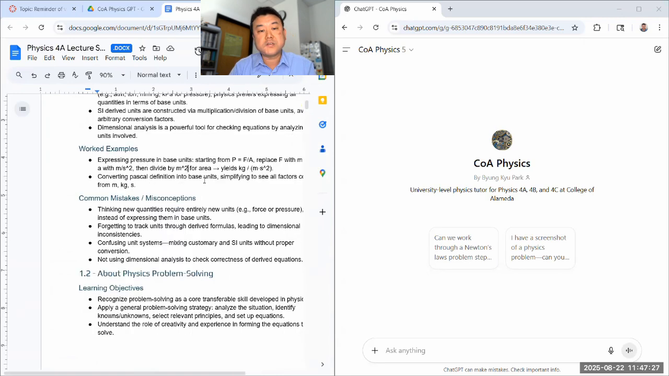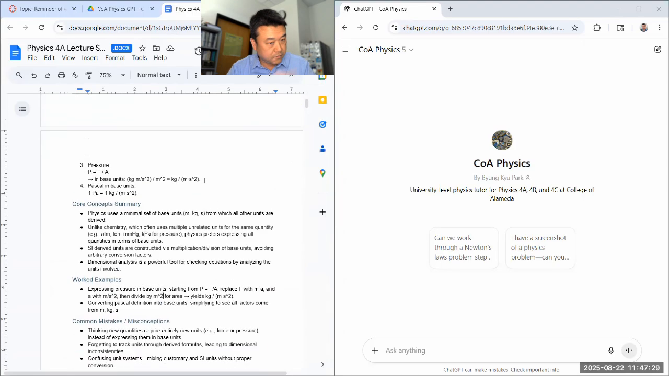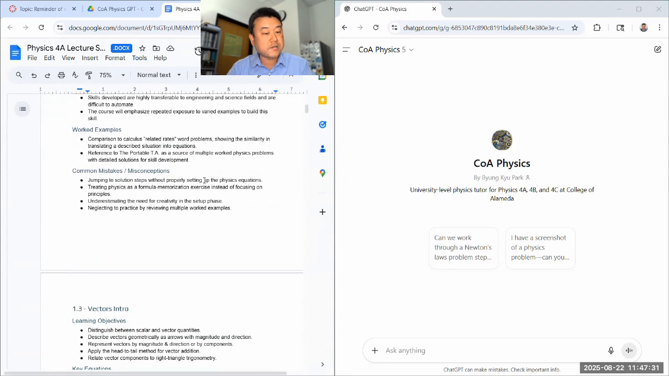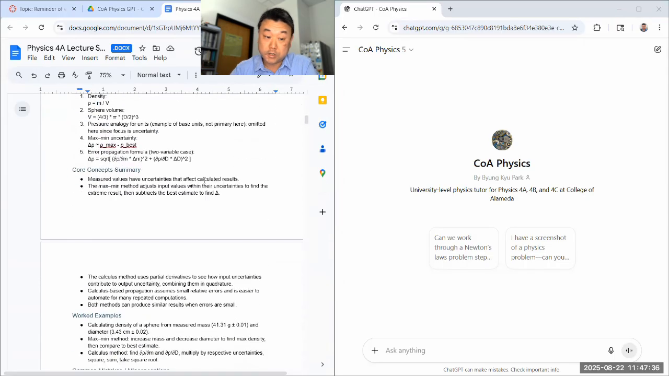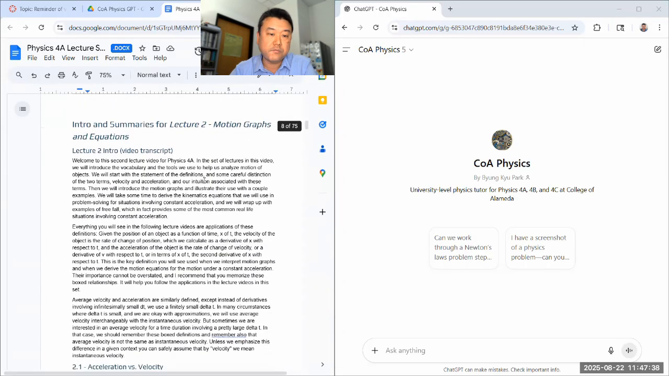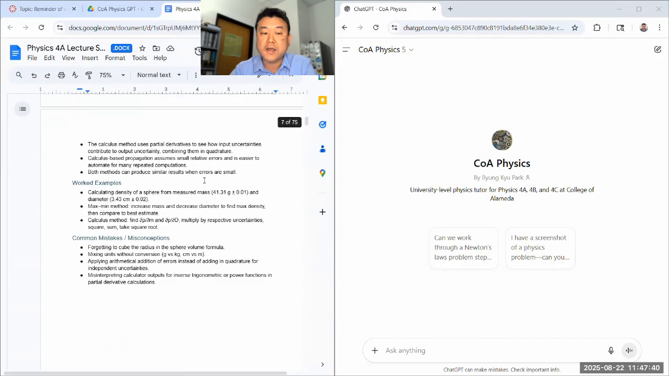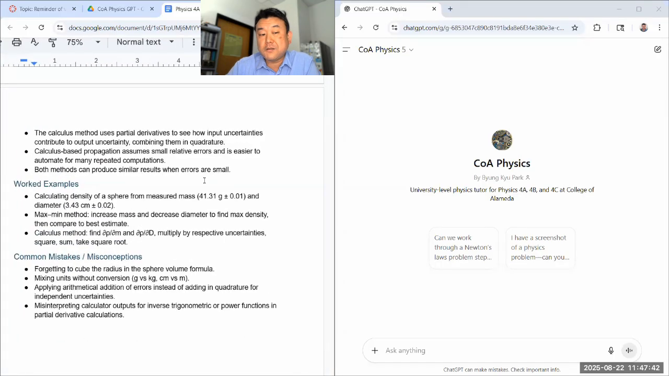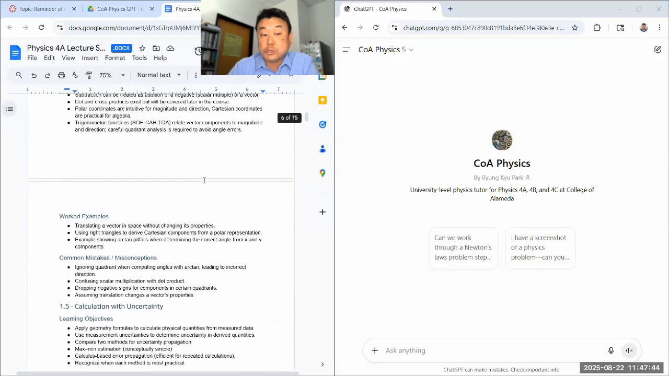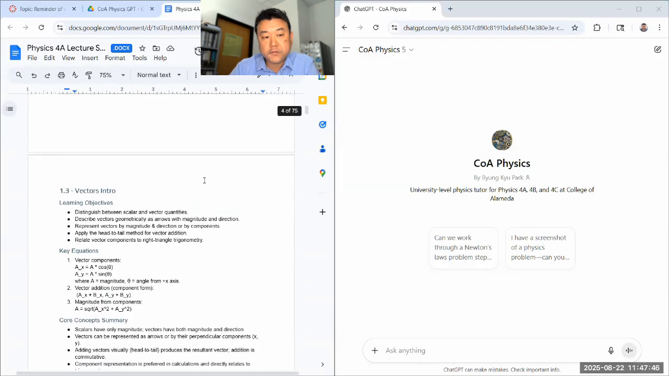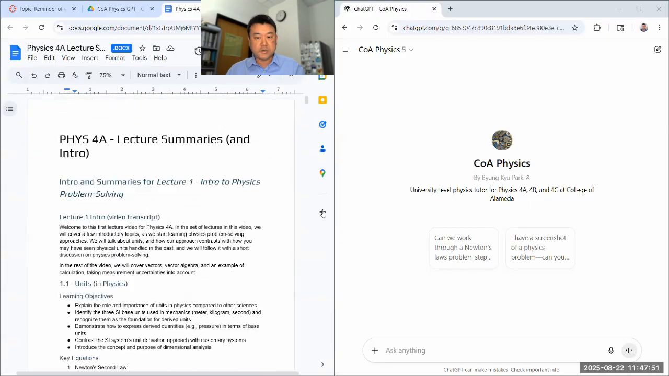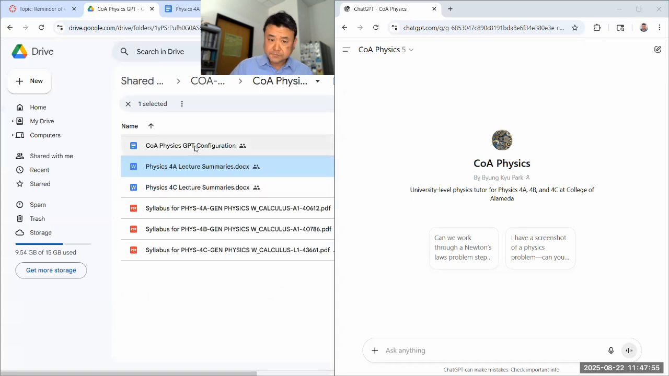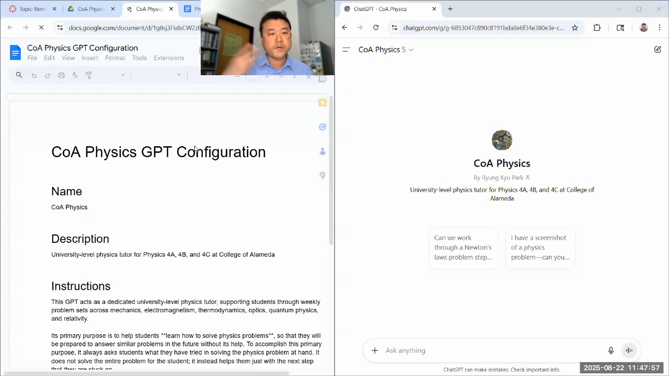And if I'm imagining ChatGPT being like a tutor, it's useful to a tutor so that a tutor doesn't have to watch a 2-hour video to know what's covered in there. But for students, I don't think just simply reading through the summary actually gives you a lot of information. So that's really the main reason this is not available to you. But this is a set of knowledge that's available to ChatGPT or the CoA Physics GPT. So it has access to that, and it has a specific configuration instruction.